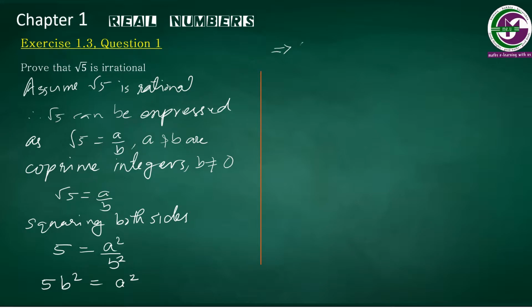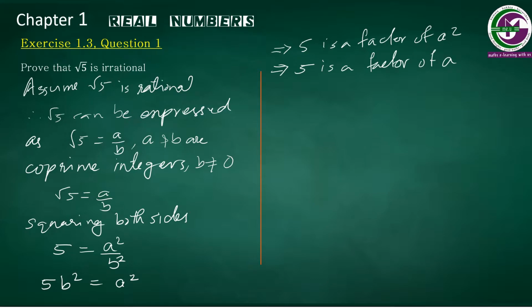So we had a theorem in the previous section that if 5 is a factor of a square, then 5 is a factor of a. So using the theorem, we can write 5 is a factor of a. That means a is a multiple of 5, so a can be written as 5m for some integer m.